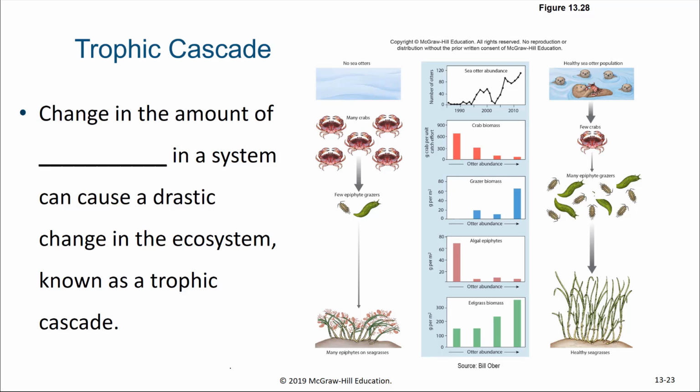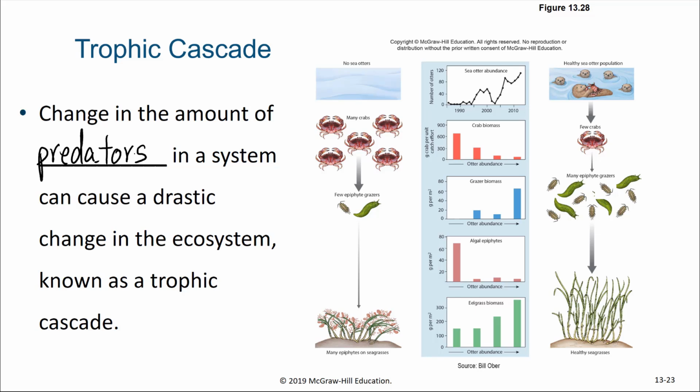If there is a lack of a primary or apex predator, that can cause other populations to grow. As those populations grow, their prey become limited, and that can in turn affect the levels below them. The change in the amount of predators can cause a drastic change in the ecosystem, and this is known as a trophic cascade.